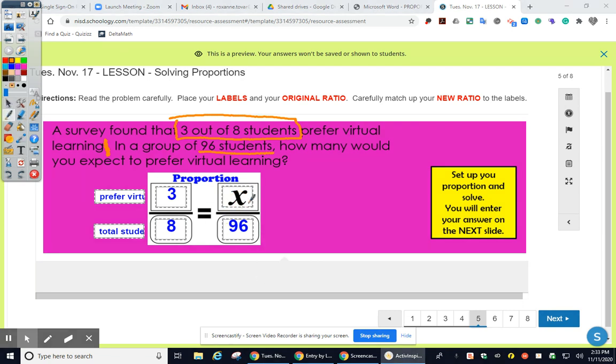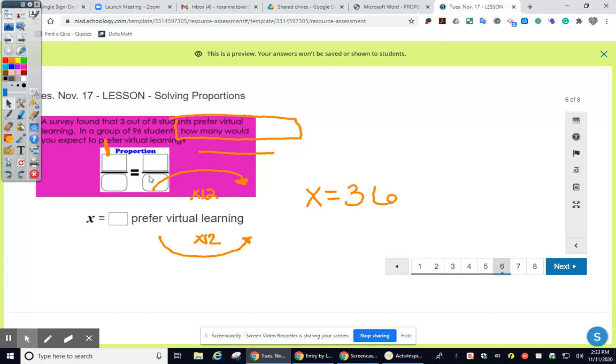All right, now let's figure out the value of x. So we're going to have to figure out our scale factor. We're going to ask, how do we get from 8 to 96? Okay, we multiply by 12. So if our scale factor is multiplying by 12 on the bottom, we then have to multiply by 12 on the top. And 3 times 12 is 36. So the value of x is 36. So now we're going to go to our next question, our next slide, and we're going to fill in 36.